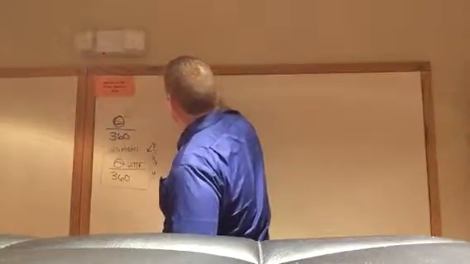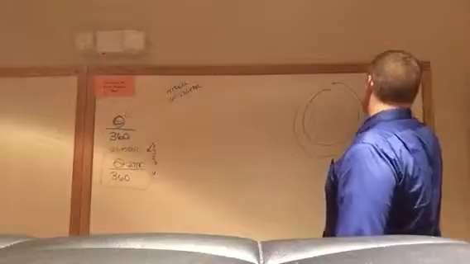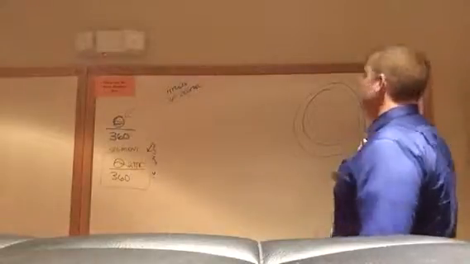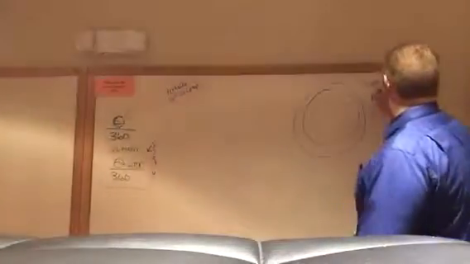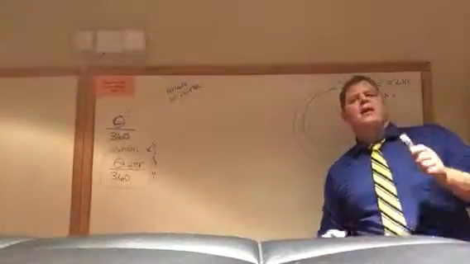Now, let's think about this. We have a circle. How do we determine the whole distance all the way around? It's the circumference, and the circumference was what? 2 pi r. What would the area of an entire circle be?